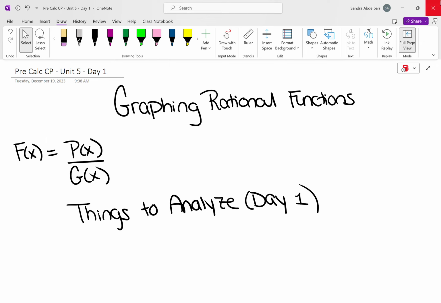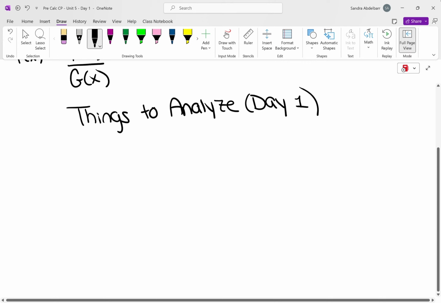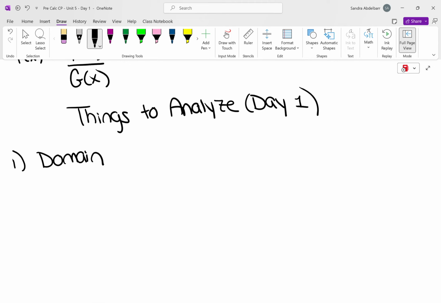Okay, so when we come to sketching or graphing, the first and foremost thing we want to analyze is the domain. And the domain is affected in two different ways. One way the domain is affected is we know the denominator cannot equal 0.